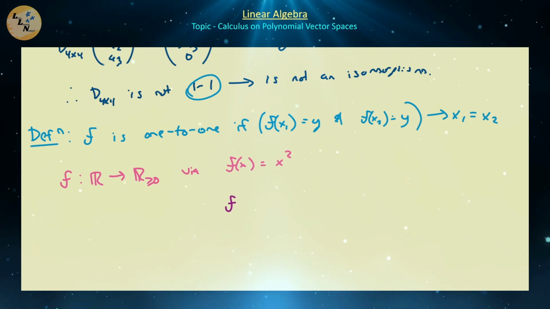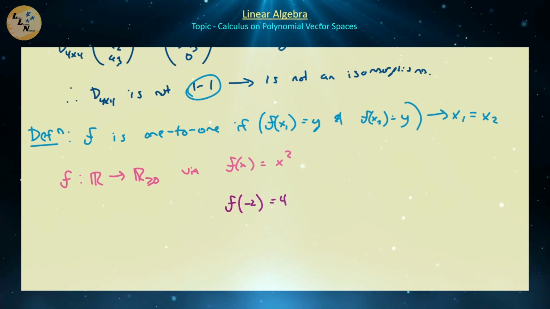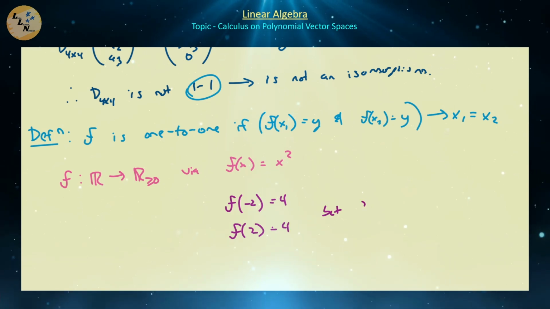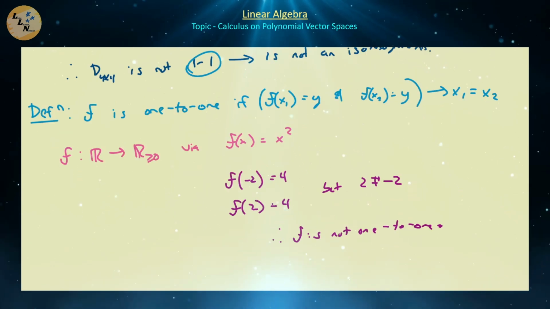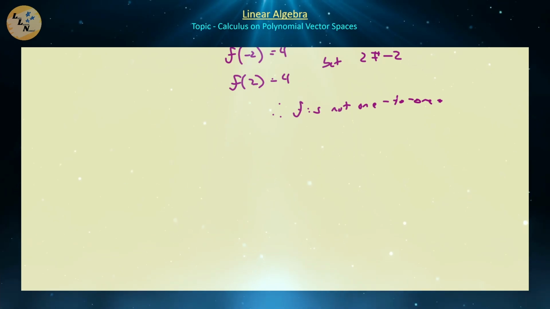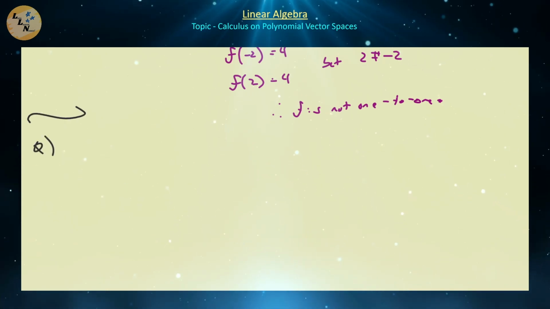We know that, for example, f(-2) is equal to 4 and f(2) is equal to 4, but 2 is not equal to -2, and hence f is not 1-to-1. So if it's not 1-to-1, then it's not an invertible mapping. That's, of course, always a bad thing. All right? So let's state the next question that we want to investigate.